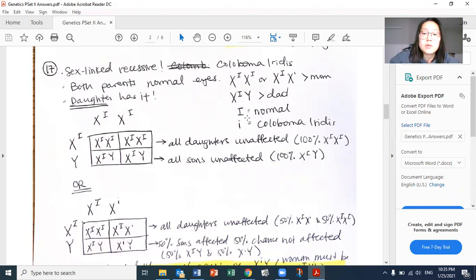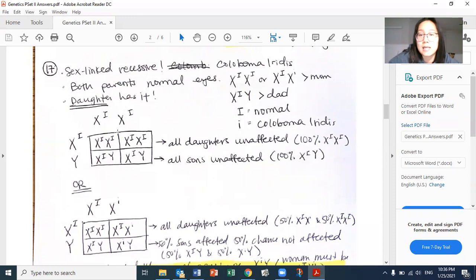Okay, and we always want to write down the key, just for our own sakes and for clarification if we're going to reference this in our answers: capital I is normal and lowercase i is coloboma iridis. Okay, you do the cross and you're like, wait, if the woman was X capital I, X capital I, then all the daughters would be unaffected. So we know that this is not her genotype. This is just to explain before, when we already made the assumption that it had to be this one, because we know that the daughter has it. Okay, so this one is out of the picture.